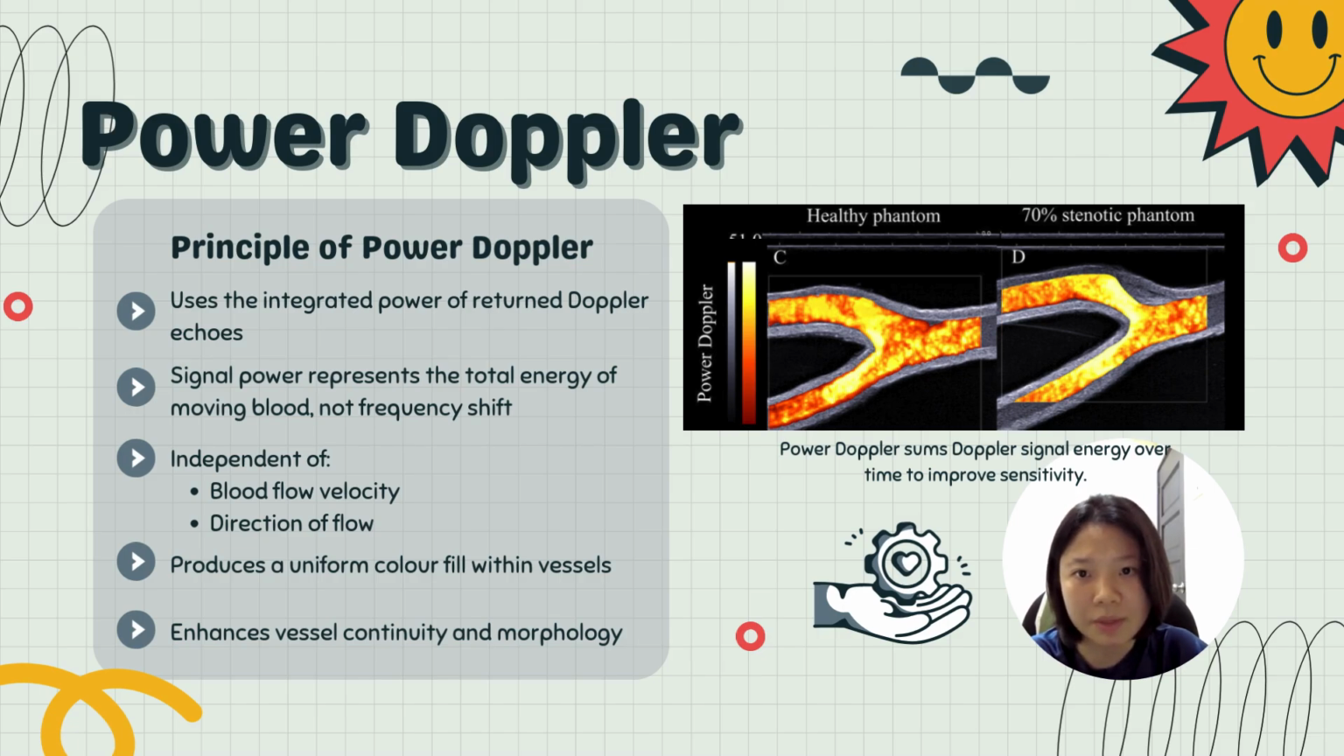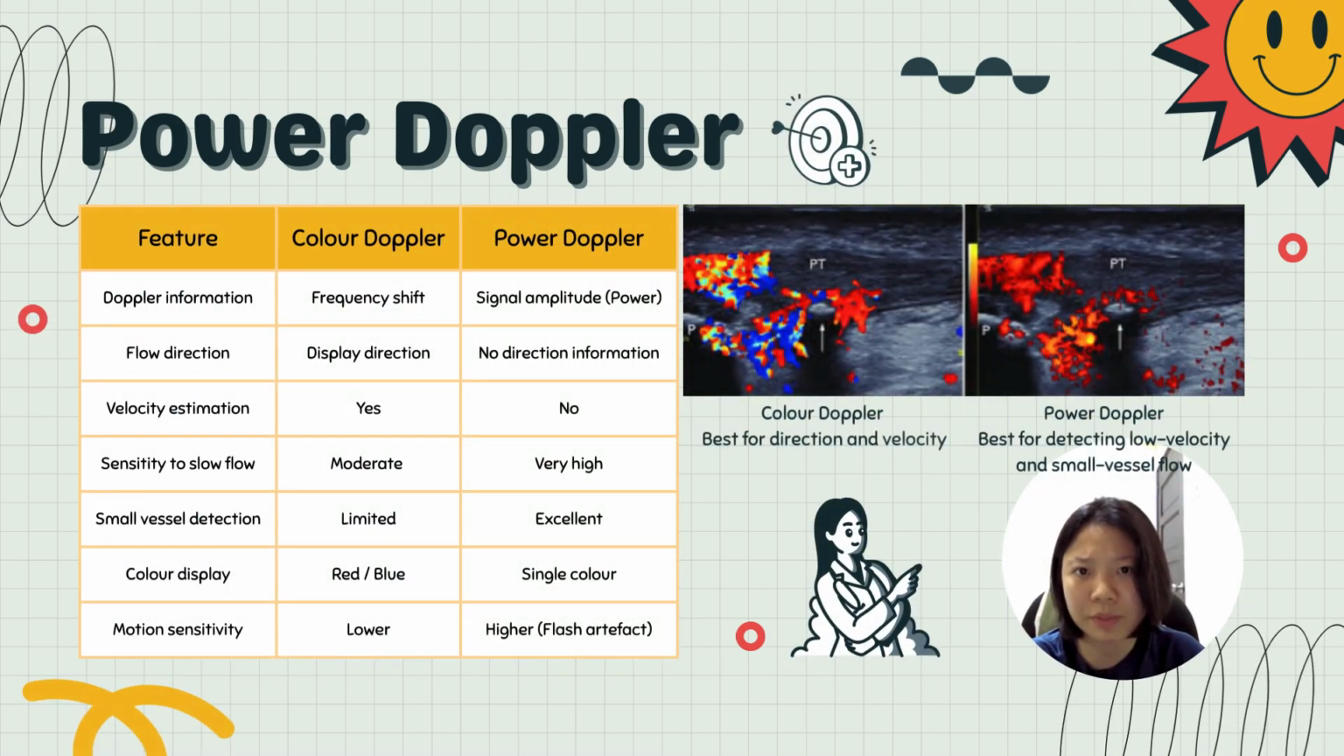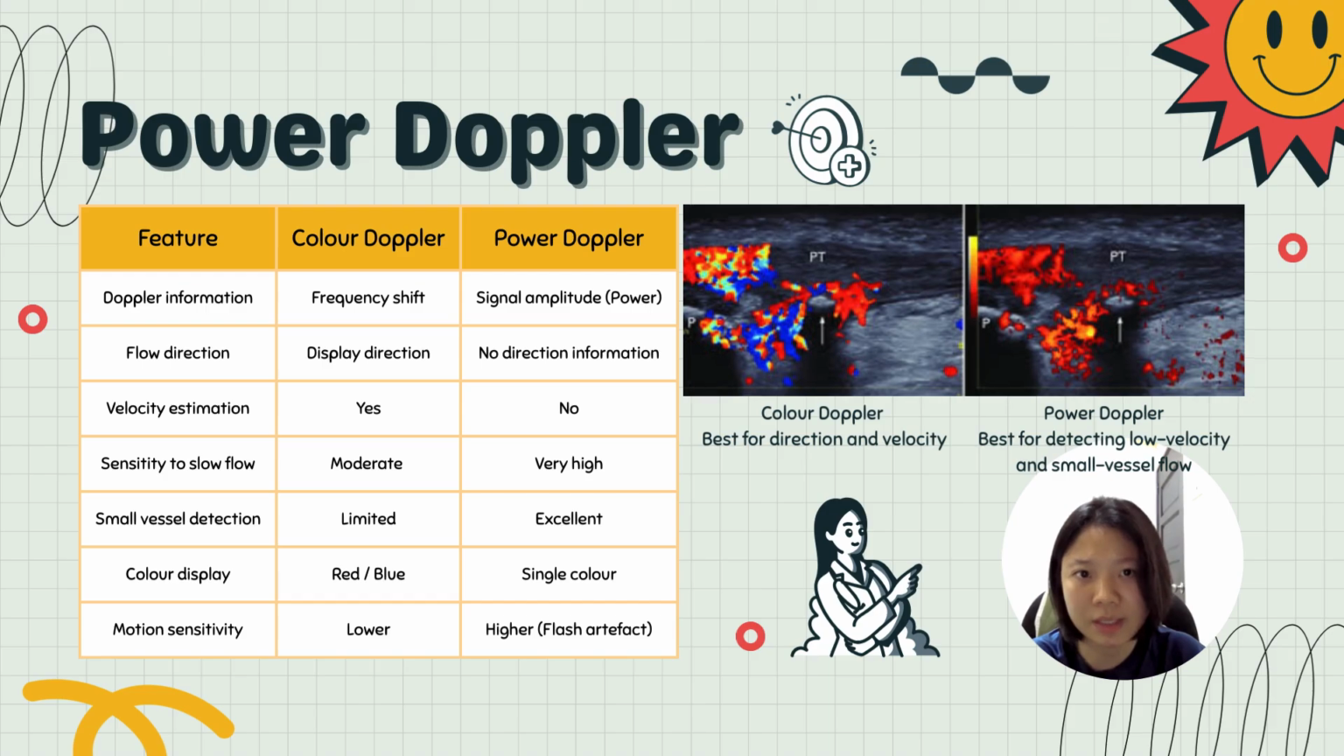The image appears as a uniform color filled within vessels, which enhances vessel continuity and morphology. Compared to color Doppler, which provides information such as velocity and direction, power Doppler does not show direction or speed. However, it has a much higher sensitivity towards slow flow, and it's far better at detecting small vessels. This increased sensitivity comes at the cost of being more prone to motion artifacts.